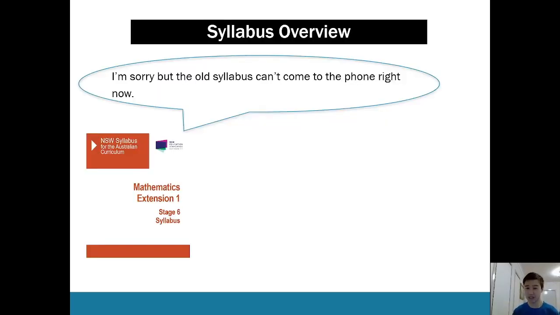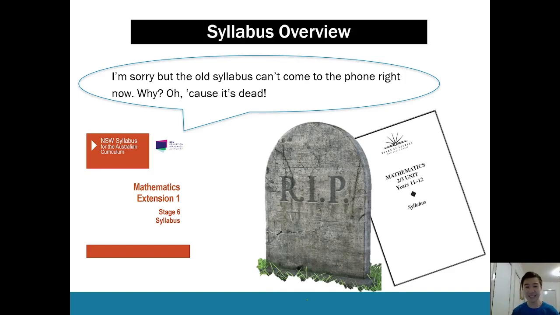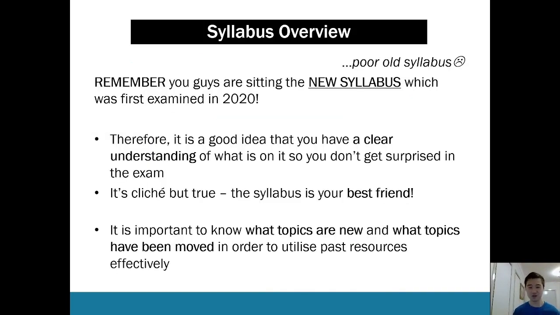So I'm really sorry to tell you, but the old syllabus can't come to the phone right now. Why? Because it's dead. So just remember, you guys are sitting the new syllabus, which was first examined in 2020. So any past paper that you accessed before 2020 is actually on the old syllabus. Therefore, it's a good idea that you have a clear understanding of what is in the new syllabus, so you don't get surprised in the exam.